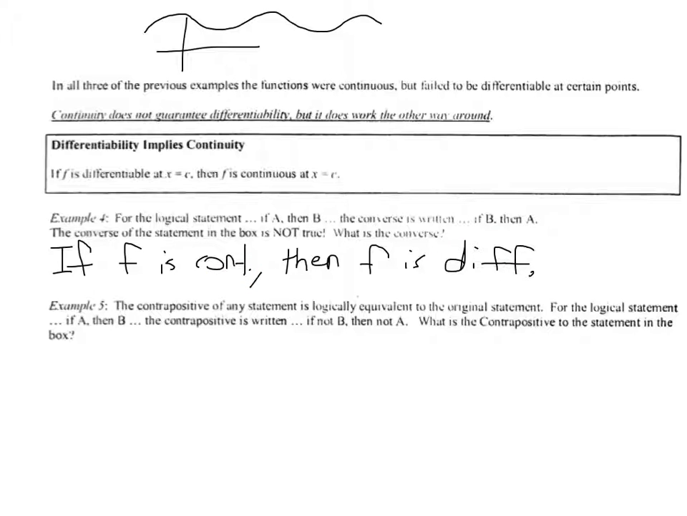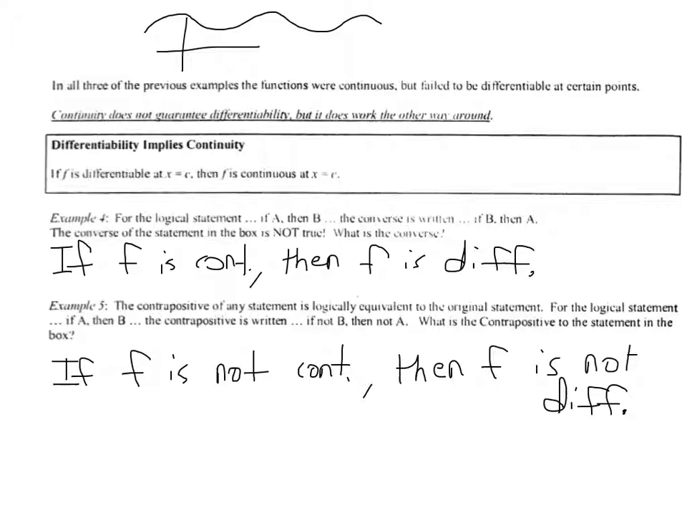Okay, let's look at the contrapositive. The contrapositive is: if f is not continuous, then f is not differentiable. That is a true statement. Anytime you need to pick up your pencil to finish sketching the function, meaning it's not continuous, the derivatives also won't match up as you go from one side to the other, and it's not going to be a nice smooth transition. You're not going to have a tangent line at that point. So that would be a true statement.